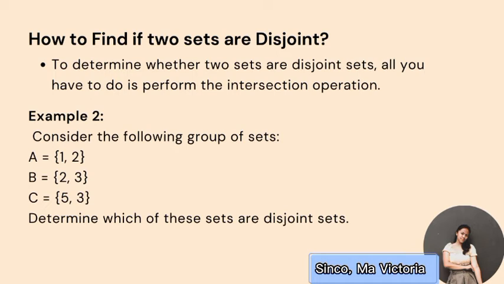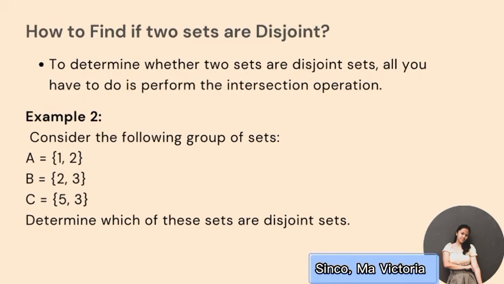Example: consider the following group of sets. Set A contains elements 1, 2. Set B contains elements 2, 3. And set C contains elements 5, 3. Now, determine which of these sets are disjoint. We have to find out the disjoint sets.